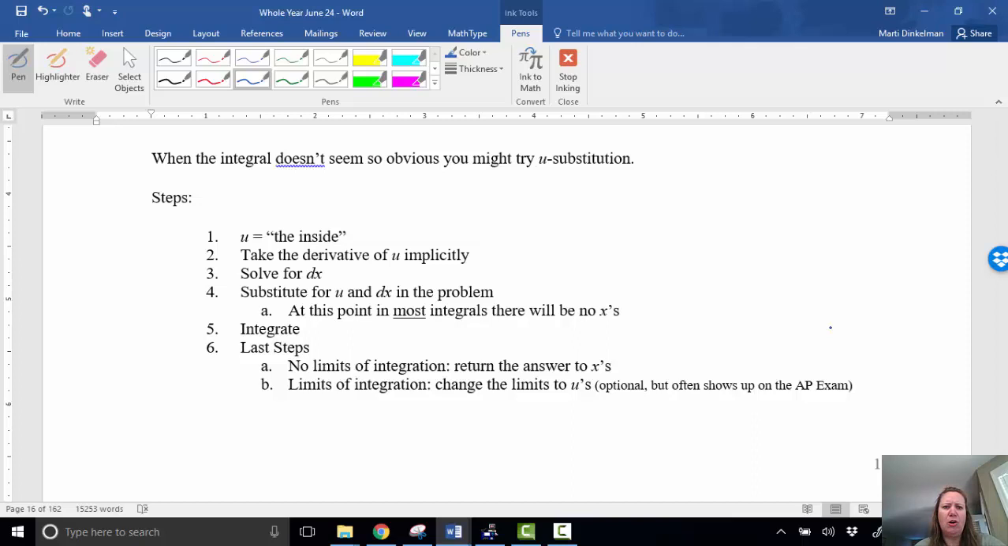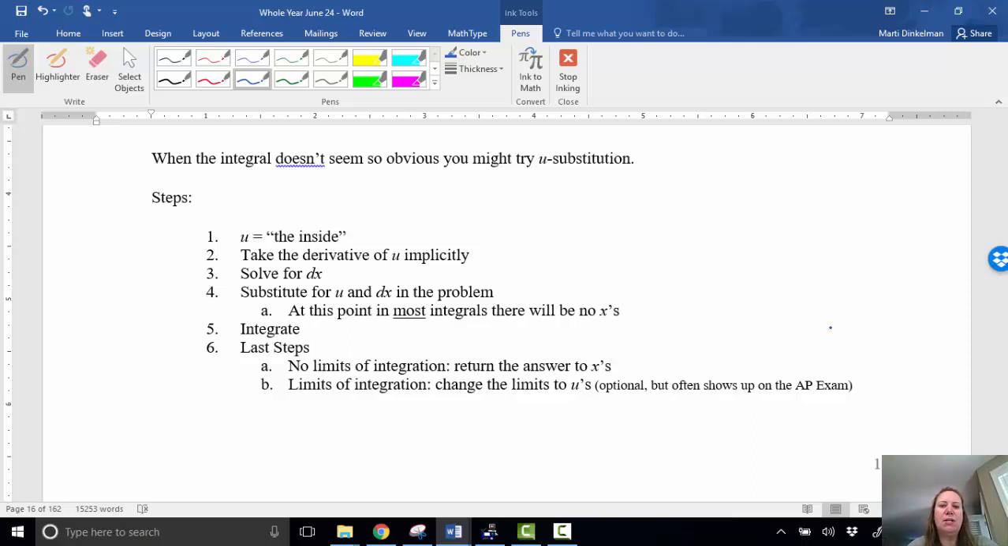So sometimes the hard part is finding the u. So look inside a radical. If there's parentheses, that's sometimes a really helpful way to figure out what u is. If there's not, think about where you might insert them because that can help you figure out what the inside is. We're going to take the derivative of u implicitly.